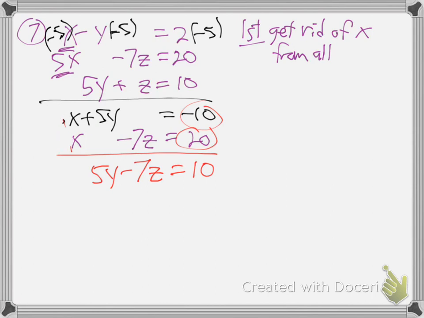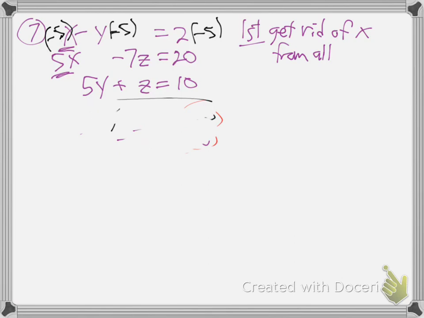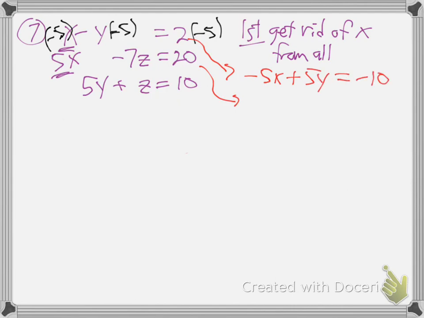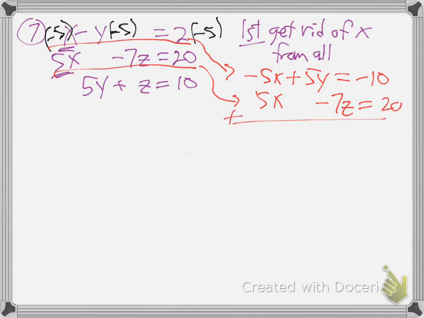Let me erase what I just did and redo it. Let me move it over. I think I could see where that would look confusing. Let me move it over a little bit, see if that's more helpful. So really, let me just take it over here and over here, because that's what's happening. That's more helpful. Plus 5y, -10, and then this one goes over here, 5x minus 7z is 20, and I added them up, 5y minus 7z is 10.